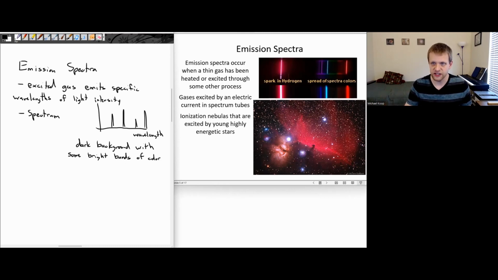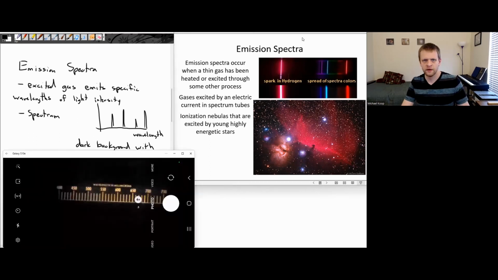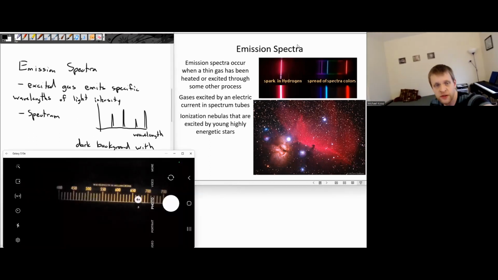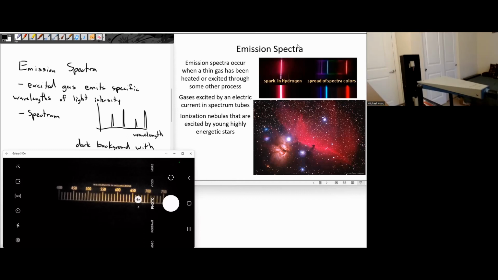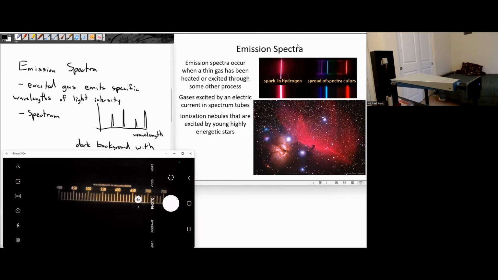So let's look at a specific example of this. What I have set up over here is this spectrum tube, and I've got my camera set up as well. So this is the view from the camera, looking at the spectroscope. In here, we've got some hydrogen gas, and I'm going to run a current through it. If I turn this on, then this is the spectrum that we see.